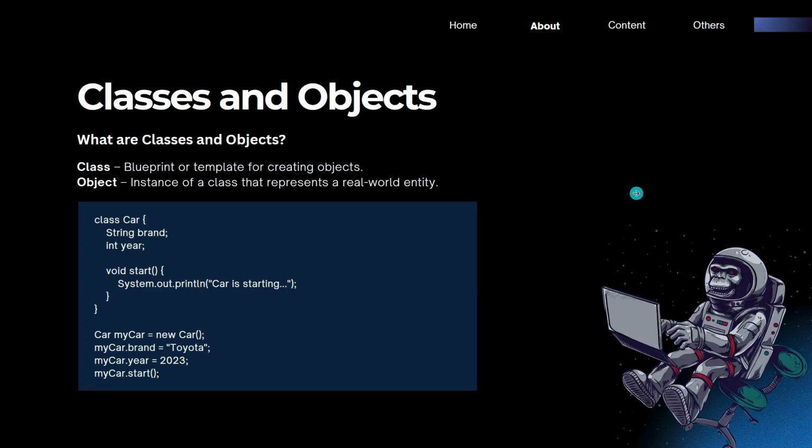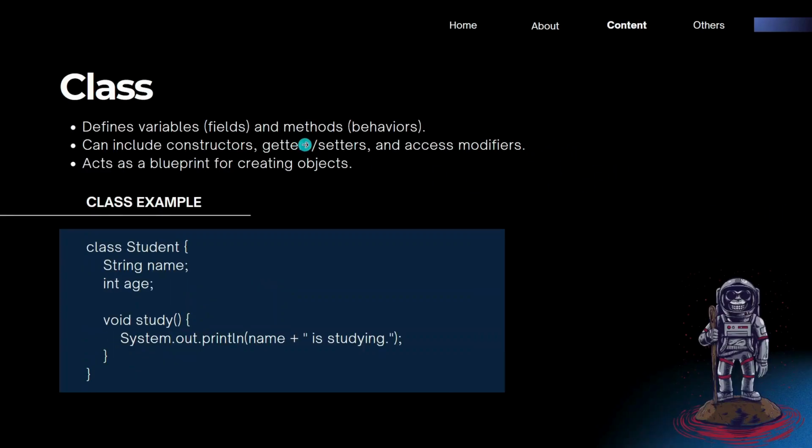Let's have a quick overview about classes and objects. What are classes and objects? A class is a blueprint or template for creating objects. An object is an instance of a class that represents a real-world entity. These codes below are the example of that. The definition of class is it defines variables and methods, which also includes constructors, getters and setters, and access modifiers. As we said earlier, it acts as a blueprint for creating objects. Okay, so below is the example.